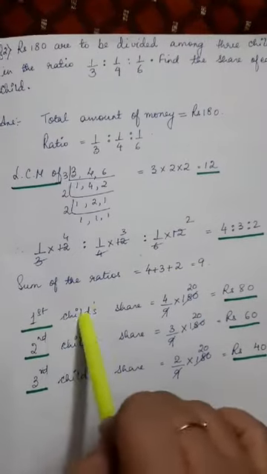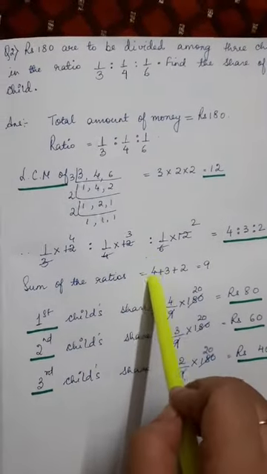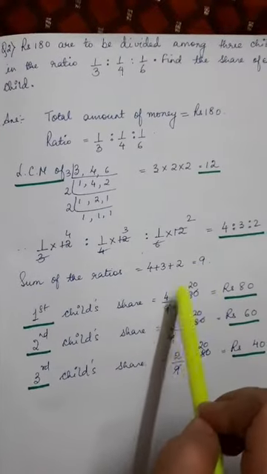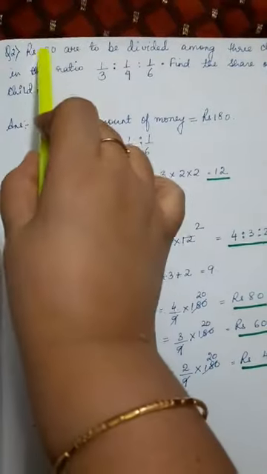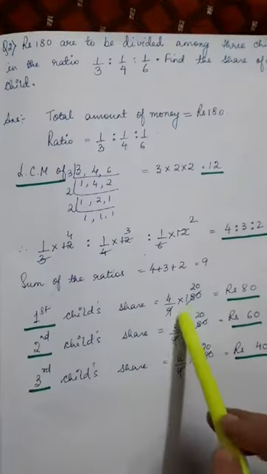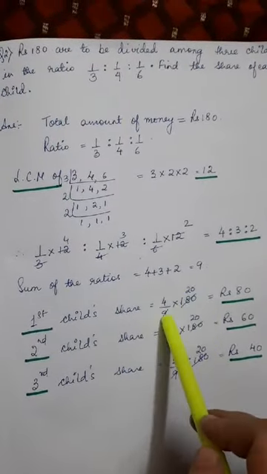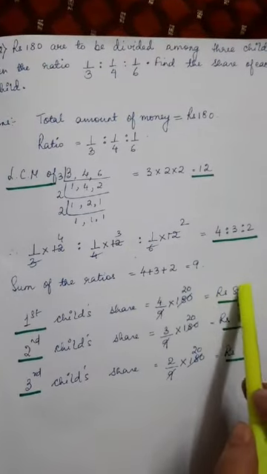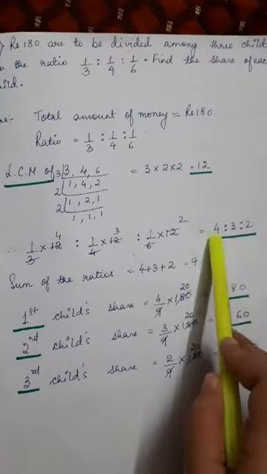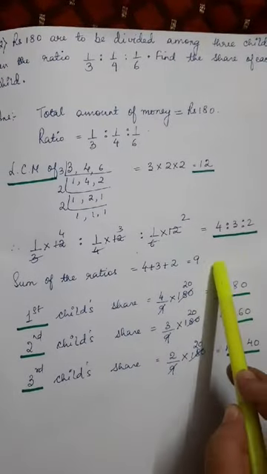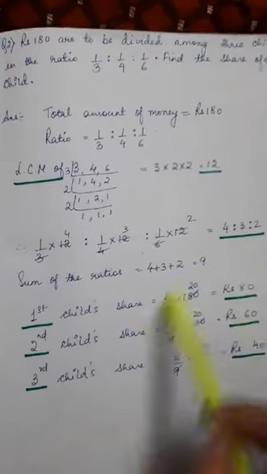So, the first child's share will be the first ratio divided by the total ratio, that is 9, into the total amount that is given, 180. So, 4 by 9 into 180. Cancel it, you get rupees 80. See, I have converted the first ratio into rupees 80. So, rupees 80 is the first child's share.